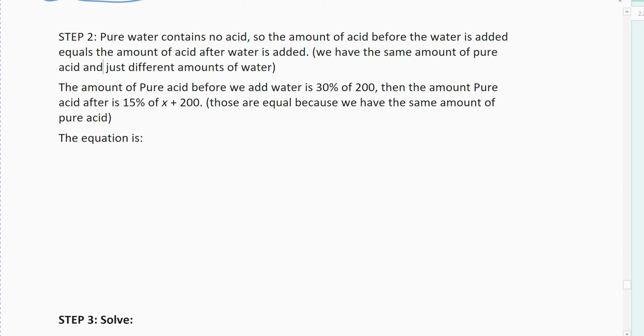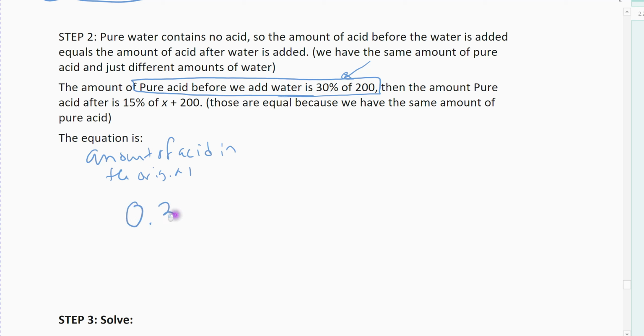All right, they're equal because they have the same amount of pure acid, but the percent's different because I have more water in the second than I do in the original. So the equation is the amount of acid in the original. Here's where we're using a percent: 30% of 200. I take my 30%, change it to a decimal, so 0.3 times 200. That's how much acid is in the original amount.